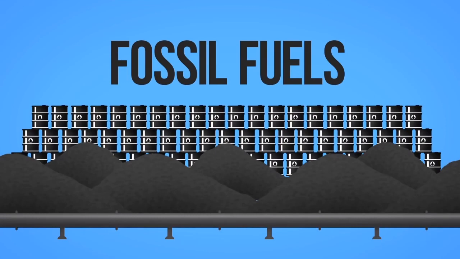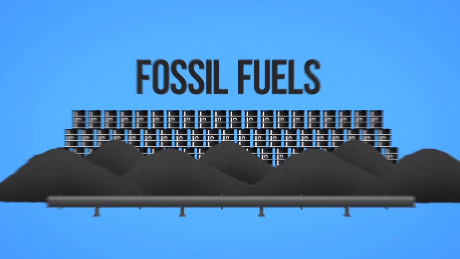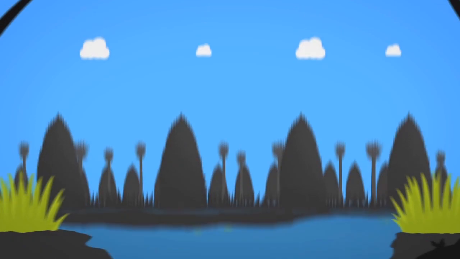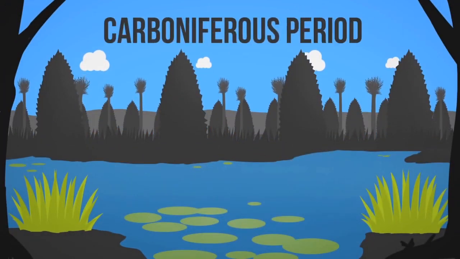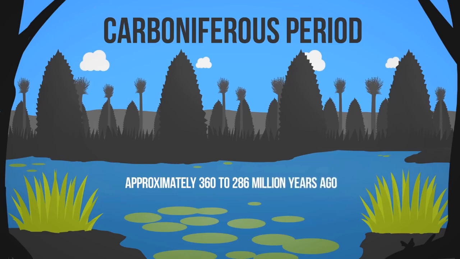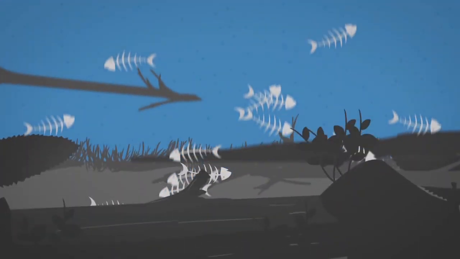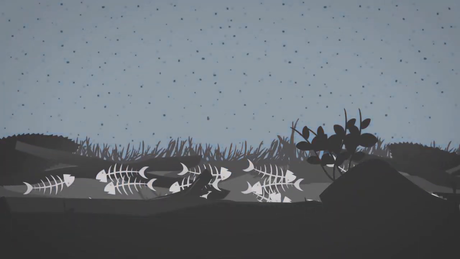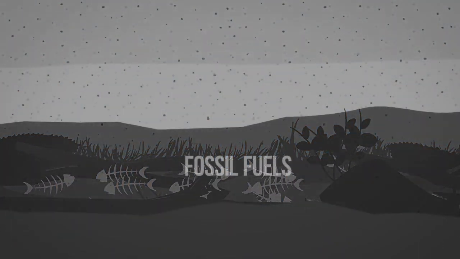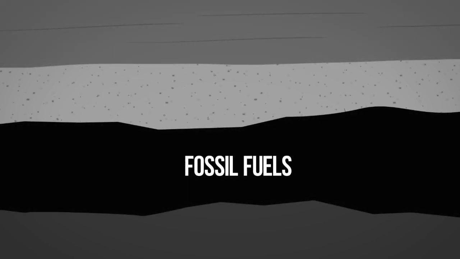Fossil fuel is a term used to describe a group of energy sources that were formed from ancient plants and organisms during the Carboniferous period approximately 360 to 286 million years ago, even before the age of dinosaurs. At that time, the land was covered with swamps filled with organisms and plants. As they died, they sank to the bottom of swamps and oceans and over millions of years started decomposing under layers of sand, clay, and other minerals.